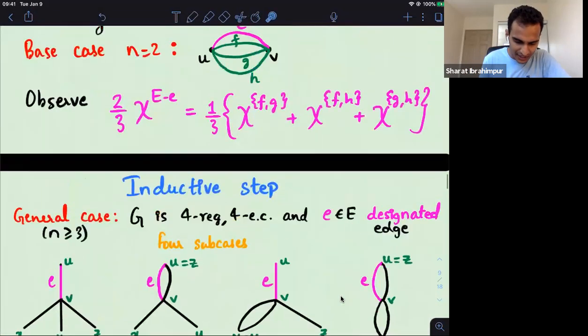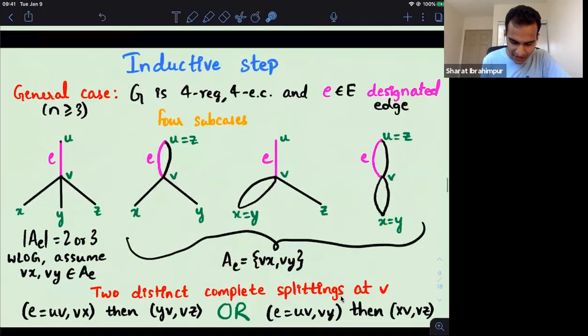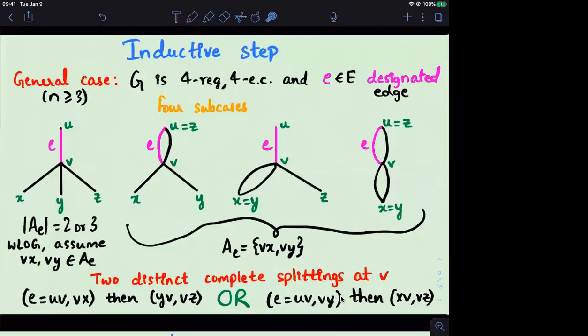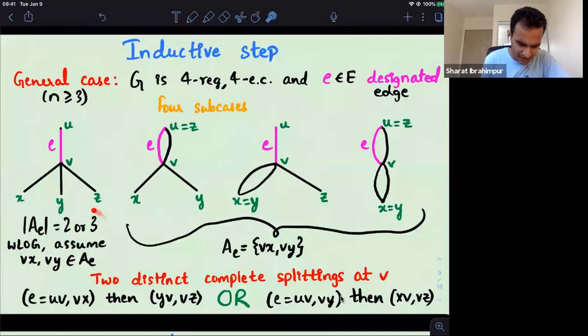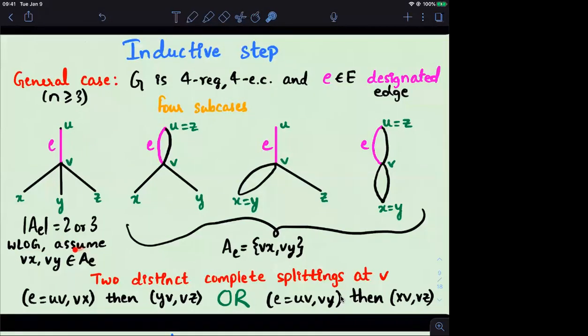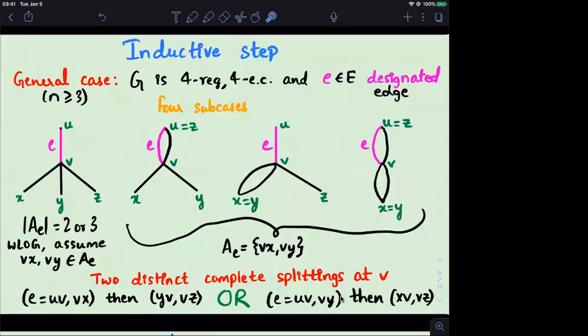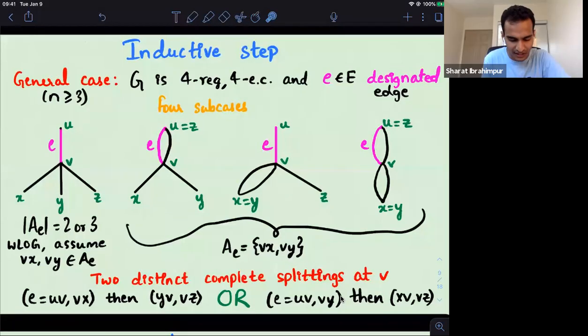And by using lemma 8, we can argue that in these 3 easy cases, the set of admissible partners of the pink edge is always vx, vy. And in the first case, this set of admissible partners can have cardinality either 2 or 3. Without loss of generality, we'll assume that vx and vy always belong to it. If some edge is inadmissible, then we'll label its endpoint as z.